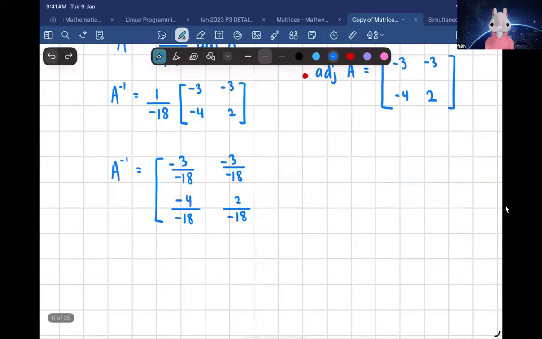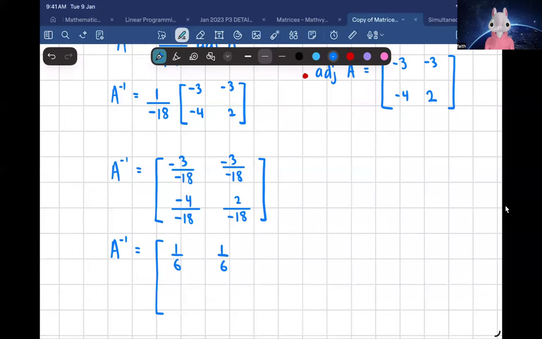So now we need to see if we can simplify this. Minus 3 over 18 simplifies to what? You can put it into your calculator. 1 over 6. Right, 1 over 6. So 1 over 6 there, 1 over 6 here. Minus 4 over minus 18 could simplify to what? 2 over 9.